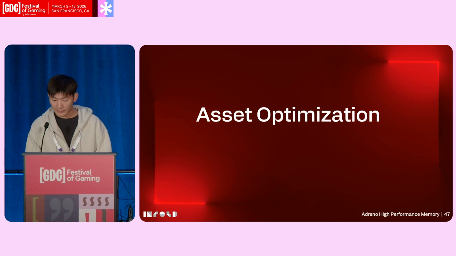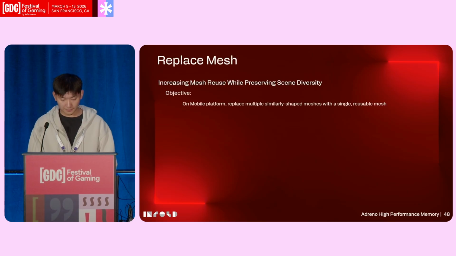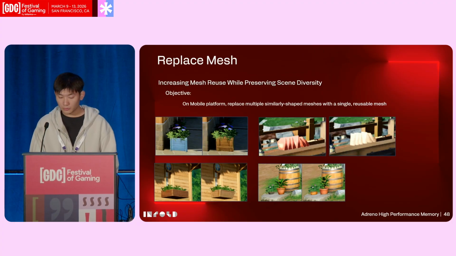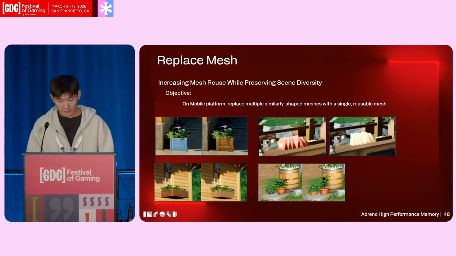Next up is the final section, asset optimization. To make the world rich and varied, artists create many unique meshes, but most of these meshes are used very infrequently. Meanwhile, many of these meshes are quite similar in shape. This is fine on PC, but it causes performance issues on mobile. This leads to not only more draw calls, but also more memory usage, more bandwidth overhead. Mesh replacement is our mobile solution to this big problem.